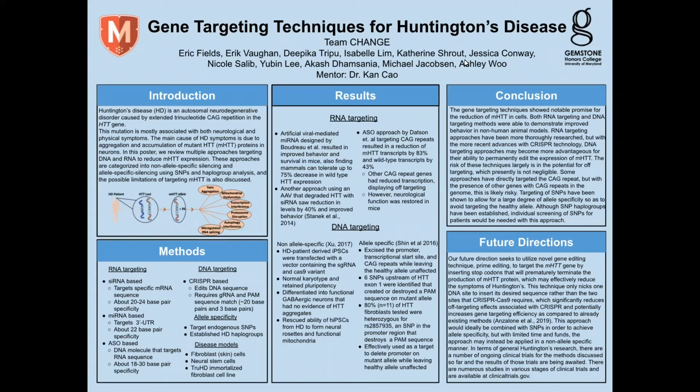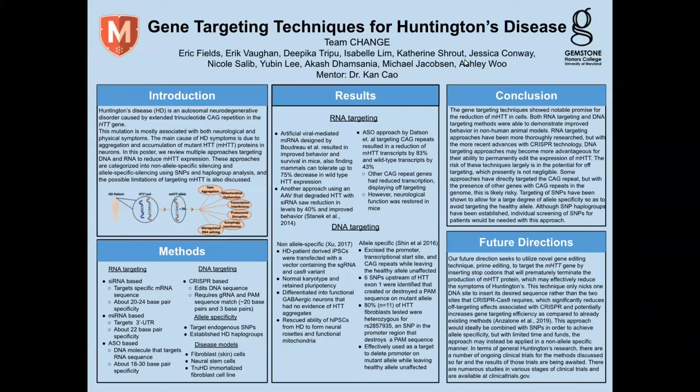Then SNPs of the HTT exon 1 were identified to either create or destroy a PAM sequence on the mutant allele. The Shin paper found that about 80% of the HTT fibroblasts had a specific SNP in the promoter region, which resulted in elimination of the PAM sequence. This was then used to help target and delete the promoter on the mutant allele. Now I pass it on to Michael to discuss the conclusion.